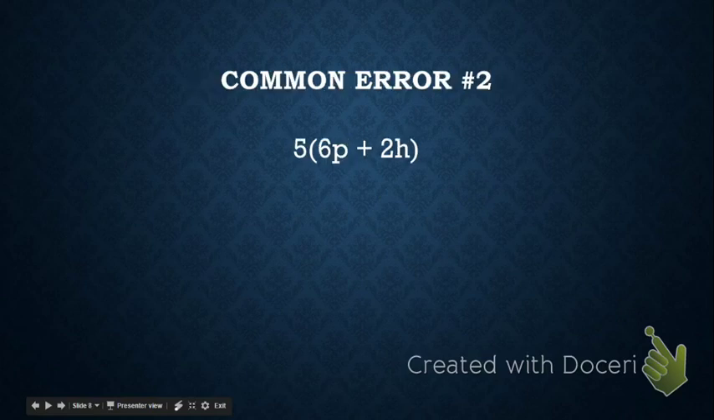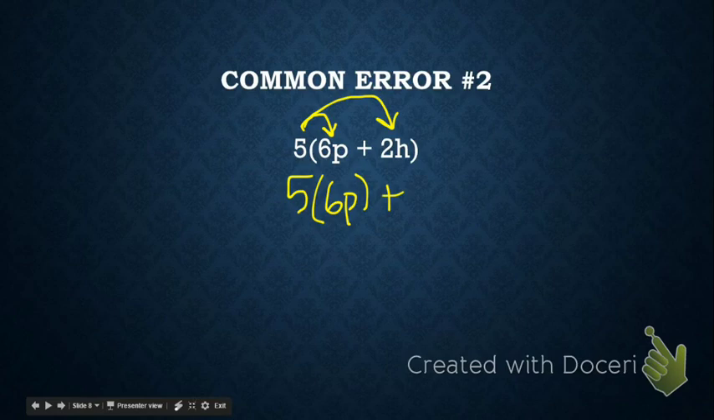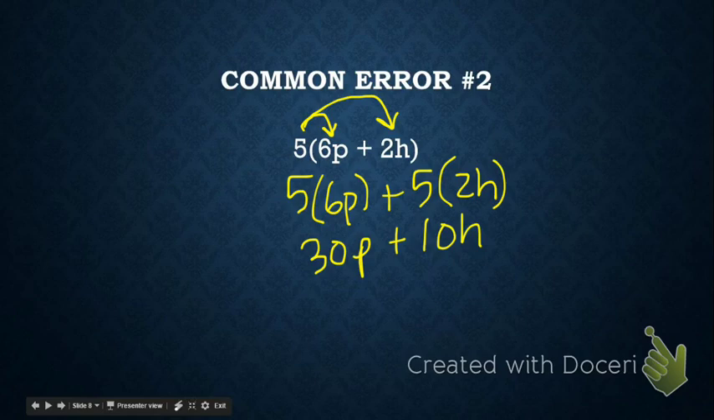Okay, moving on to the second common error. In this problem, we have 5 times 6p plus 2h. So we need to distribute the 5 to the 6p and the 5 to the 2h. So 5 times 6p plus 5 times 2h. And so if we simplify that, we get 30p plus 10h.